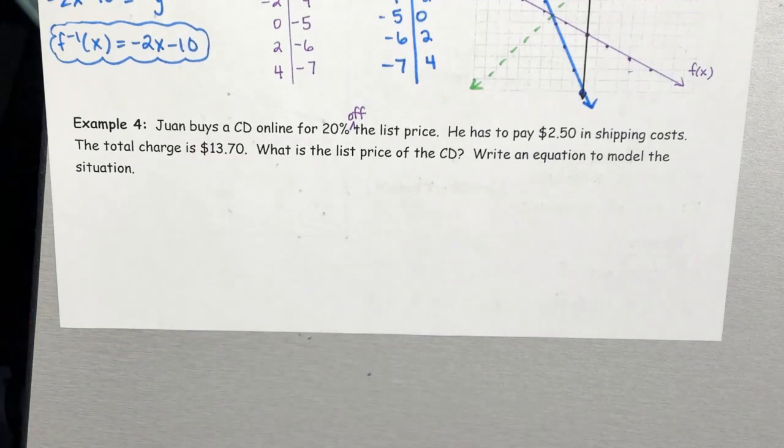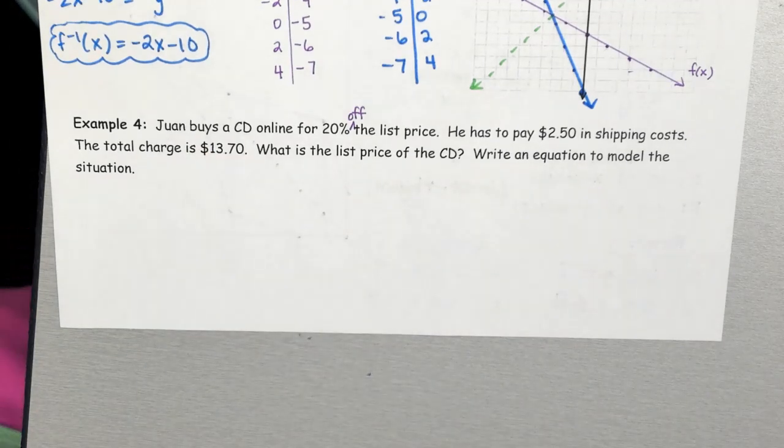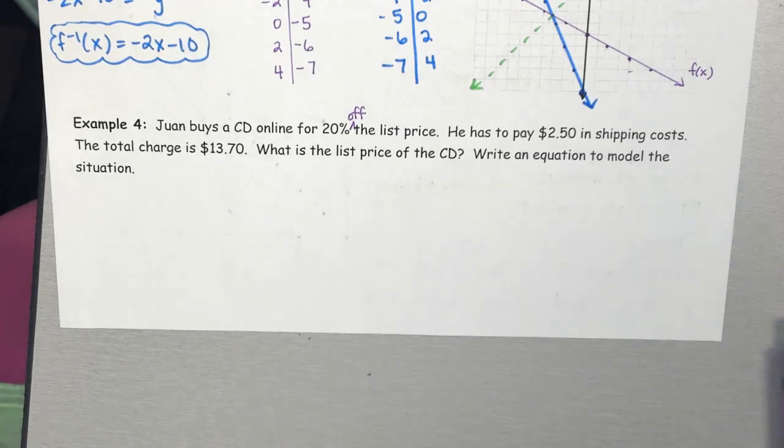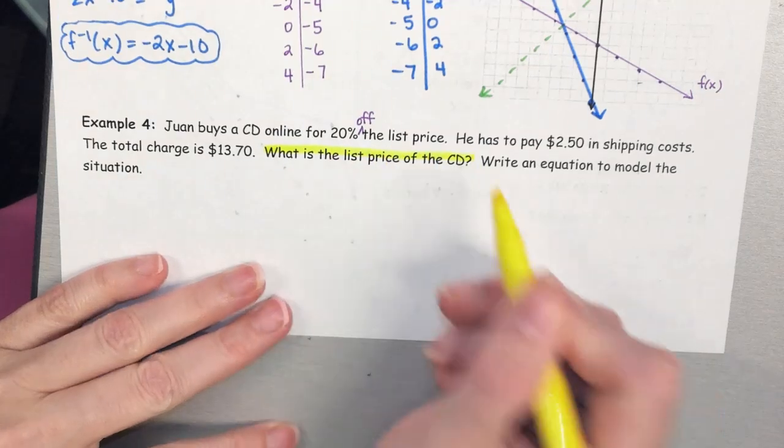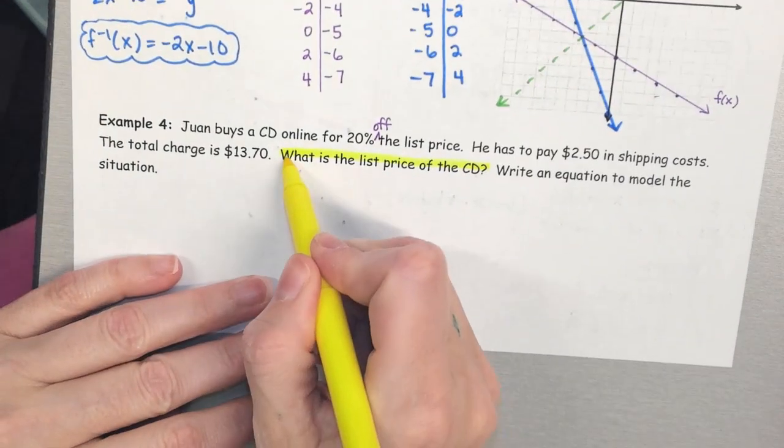Okay, so he buys this online for 20% off, and he has to pay $2.50 in shipping costs. His total charge is $13.70. We have to do a couple things. One is we're going to find the list price of the CD, which just means the original price.